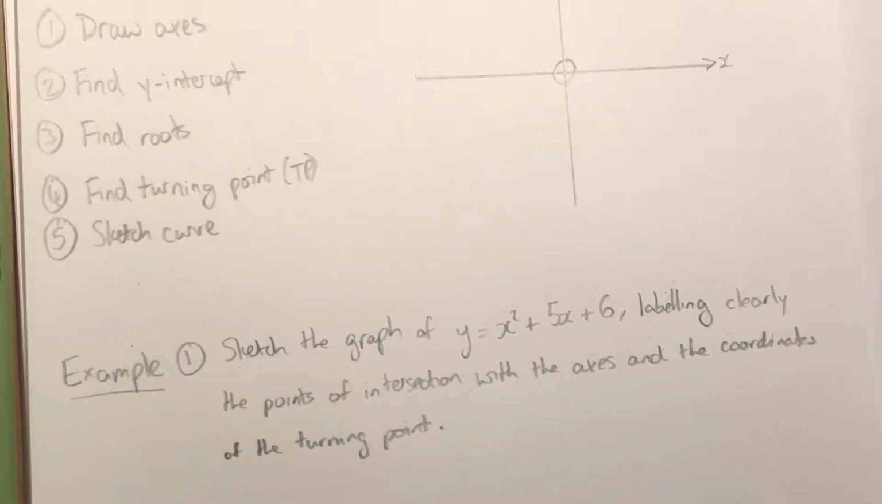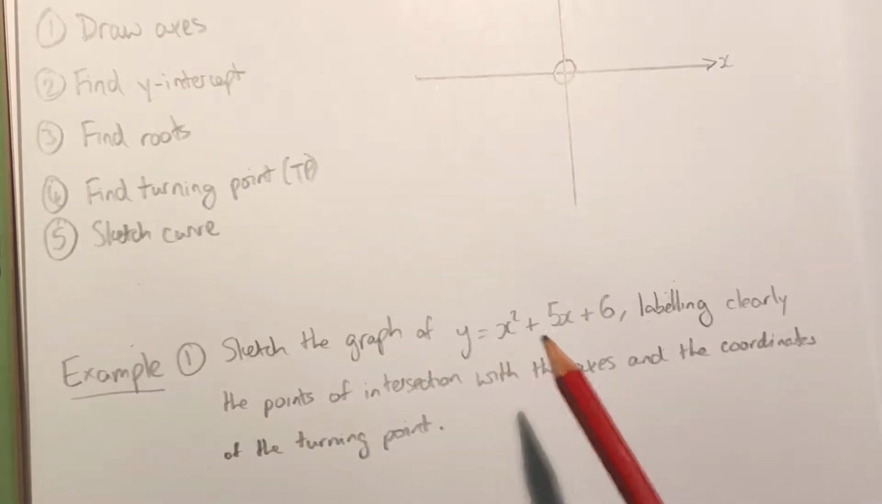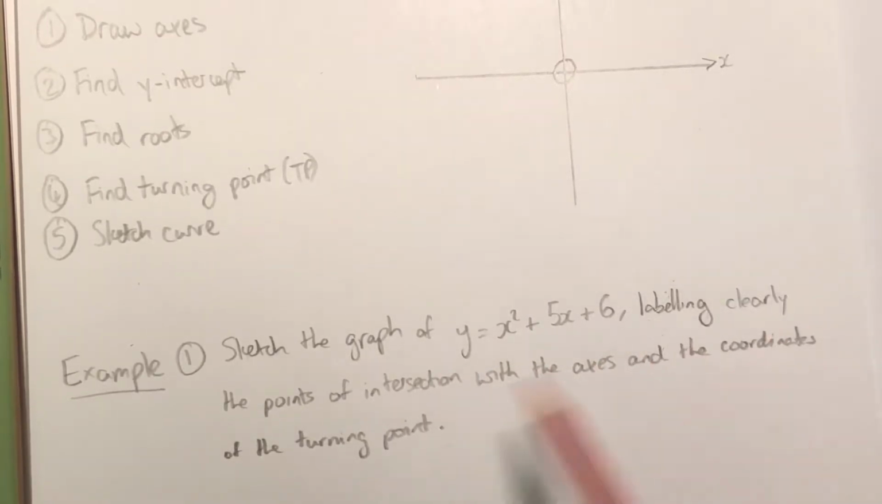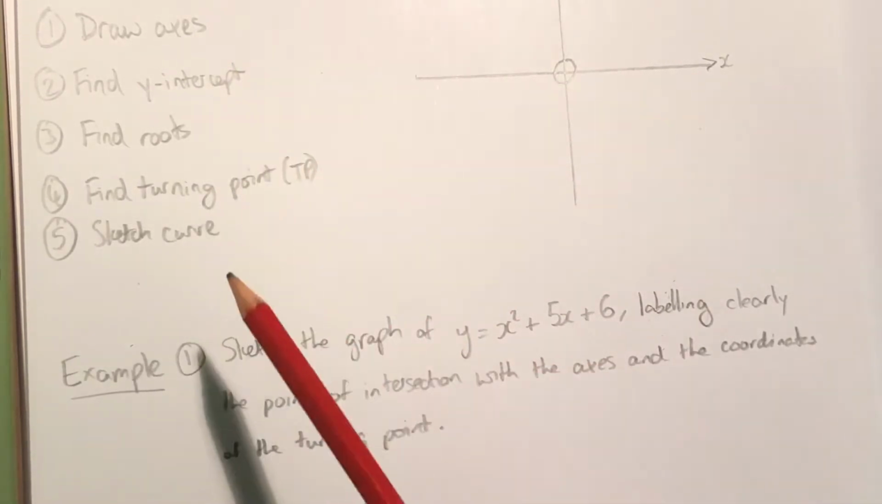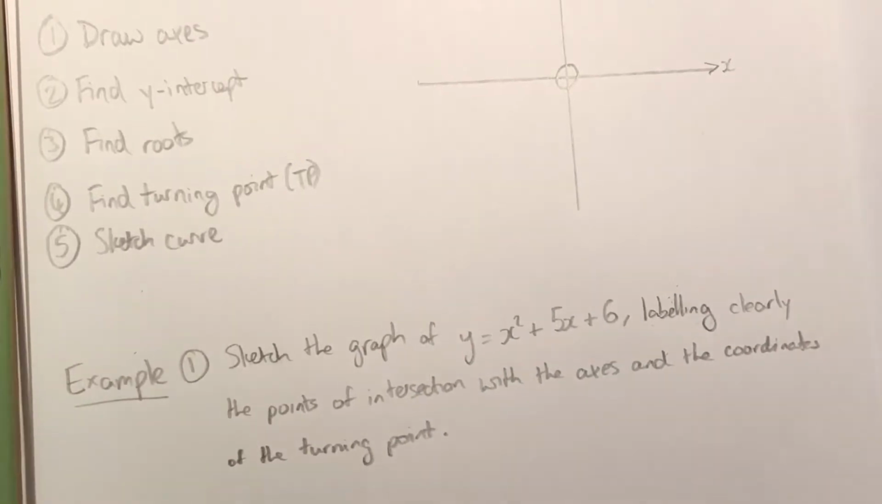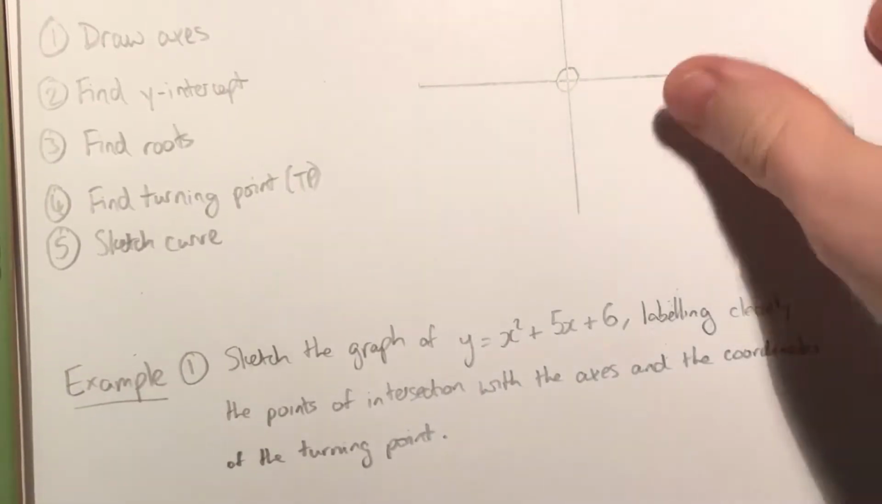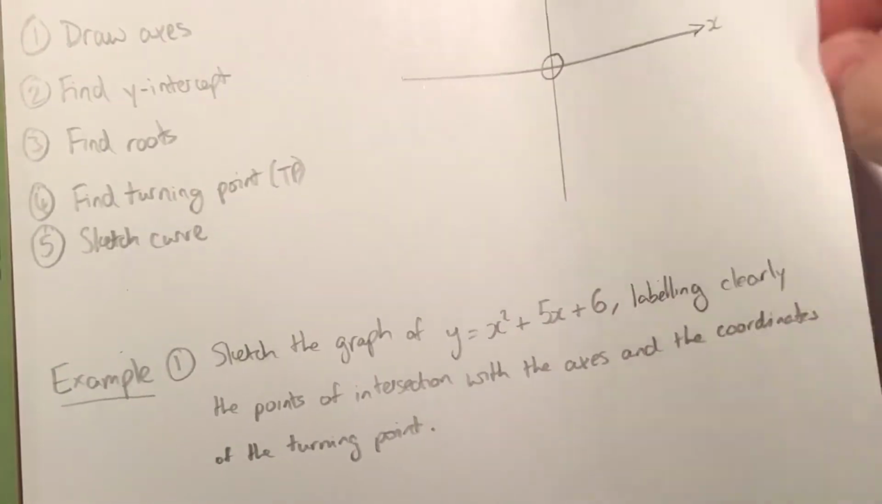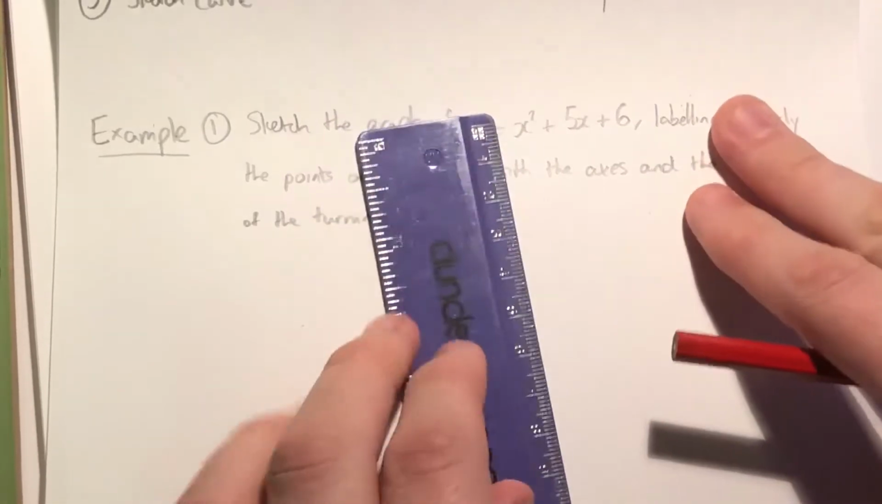First thing I'm going to look at is: sketch the graph of y equals x squared plus 5x plus 6, labelling clearly the points of intersection with the axes and the coordinates of the turning point. So pretty much everything we need to do here. Now step 1 does say draw the axes. So that's what we're going to do. Move this up a bit. Draw these axes in straight away.